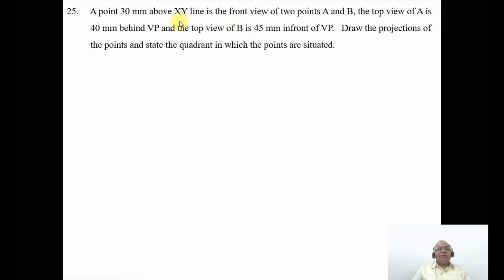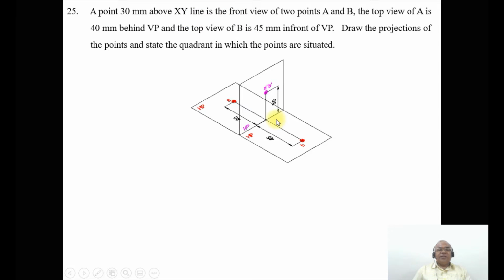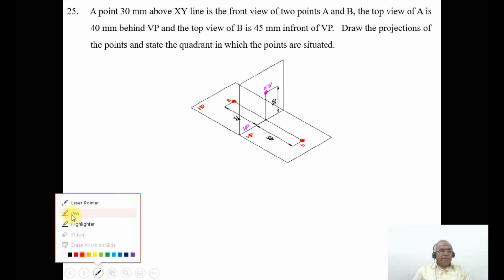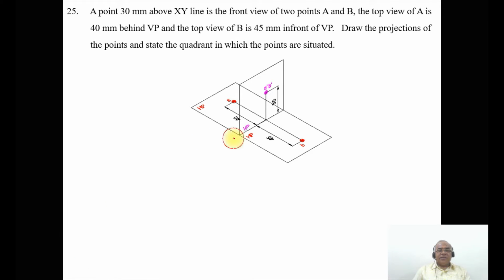So when we talk about this, he says the front view of two points A and B is 30 mm above xy line. I will consider this as the xy line, because both are at the intersection of the vertical plane as well as the horizontal plane. From here you measure 30 mm above xy line, which is the front view of the 2 points, A dash and B dash. So obviously it should be on VP.